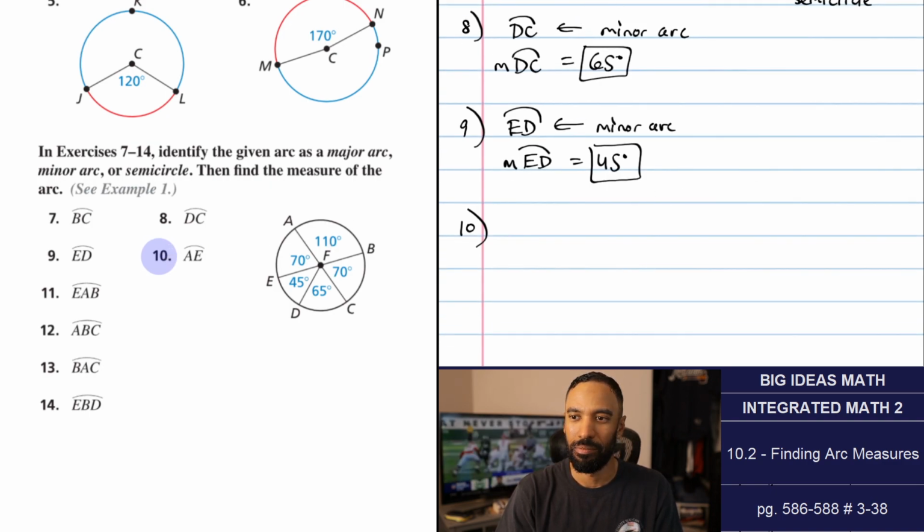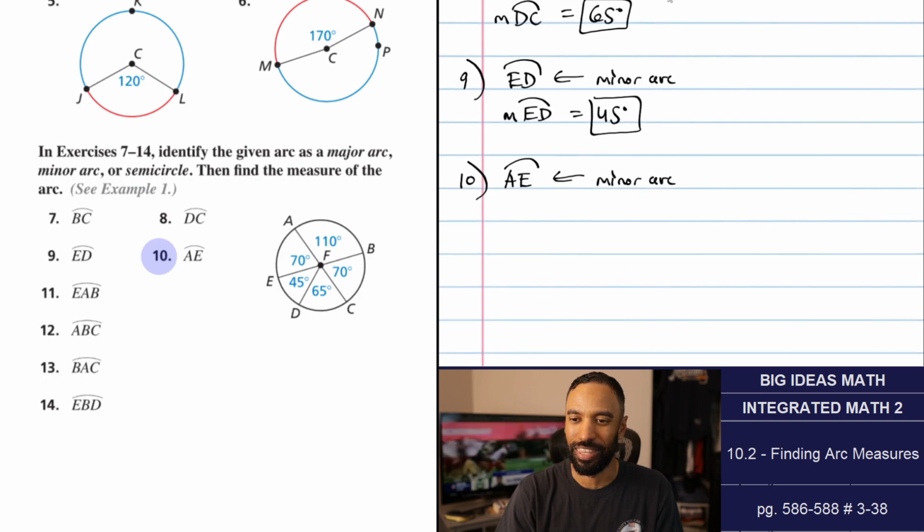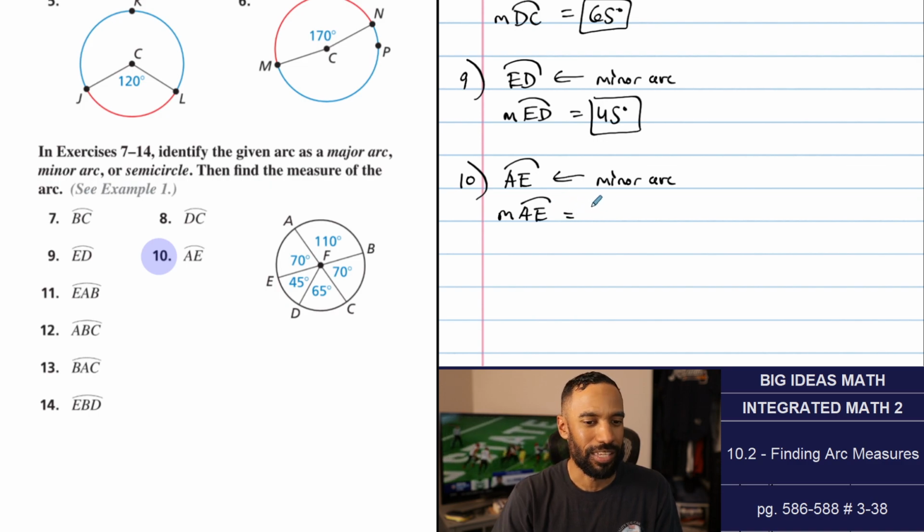So number 10, AE. Now here's the problem. Those things are going to go out of the picture, and I can't get them anymore. So AE, also a minor arc. It probably would have been just as easy to copy and paste, but minor arc right there. Measure of arc AE is 70 degrees. So that's what we're doing with those, just identifying them, and boom, we got them.